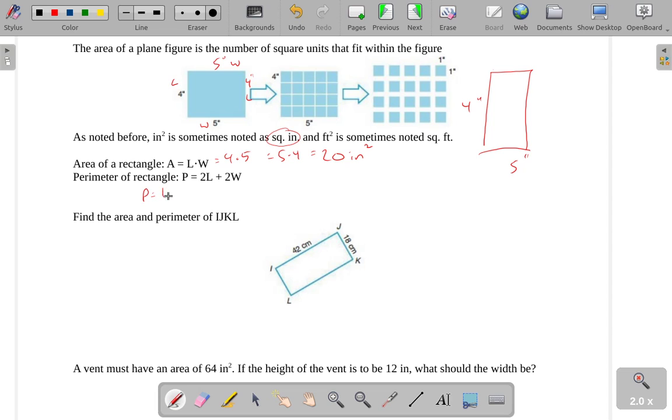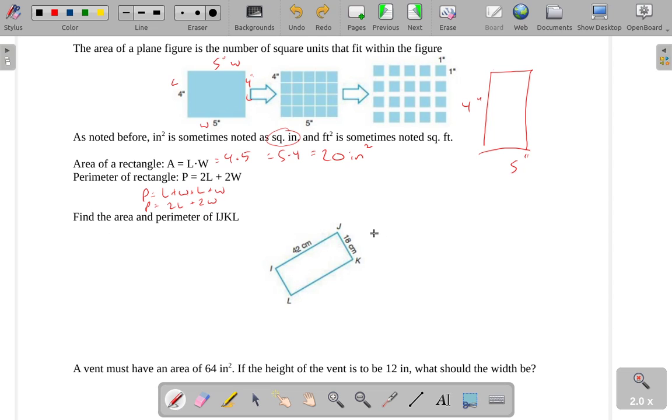If I was to add these up, I get length plus width plus length plus width. And, well, L plus L is 2L, W plus W is 2W. We end up getting this formula right here. The perimeter is equal to twice the length plus twice the width. You could memorize that formula if you'd like, or you could just know the perimeter of any polygon is just the sum of all the sides.